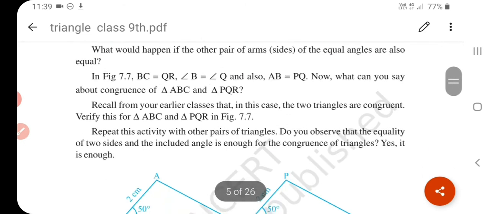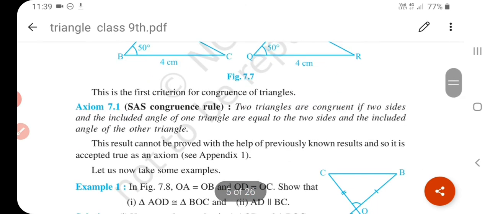What is side angle side? Side angle side congruency rule tells us two triangles are congruent if two sides and the included angle of one triangle are equal to the two sides and the included angle of the other triangle. This is called side angle side congruency rule. But in this rule, you have to know ASS or SSA rule do not hold.